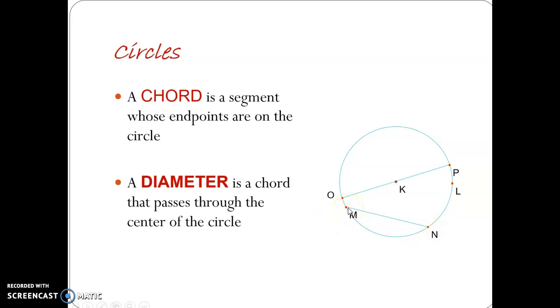Now, a diameter is a special chord. It is because it goes through the center, but it is also a chord. So OP is a diameter and a chord.